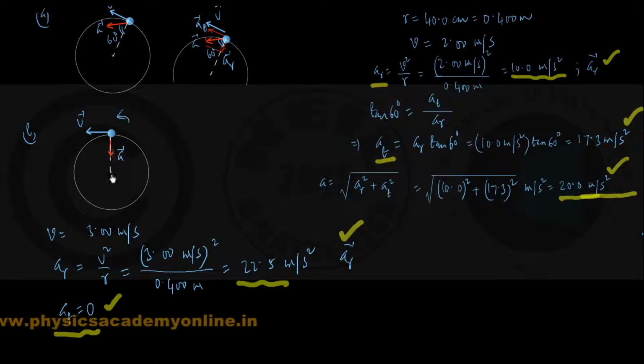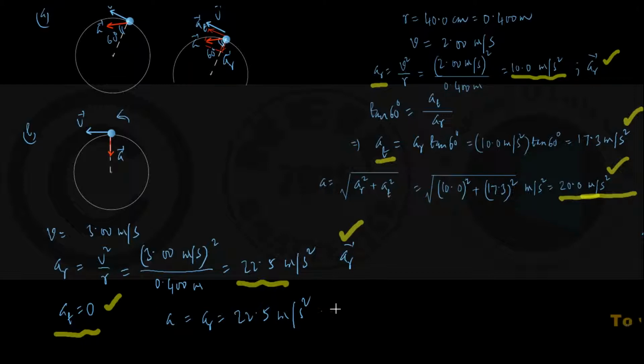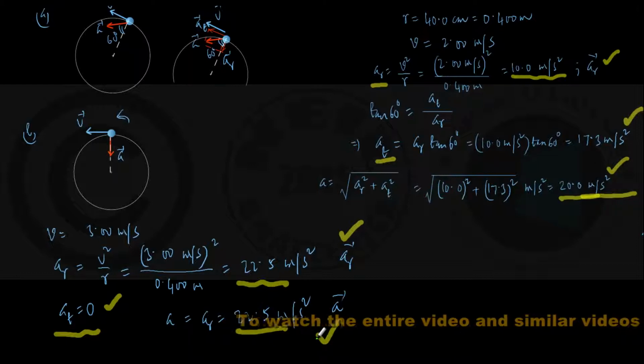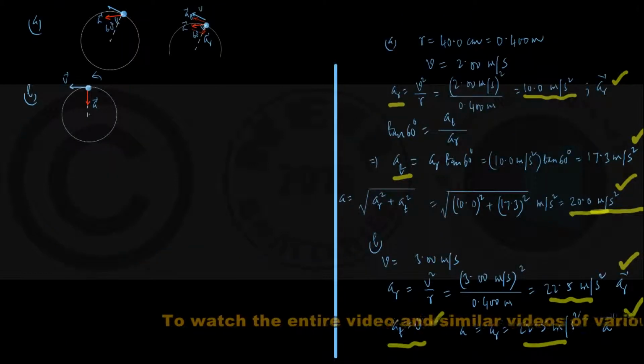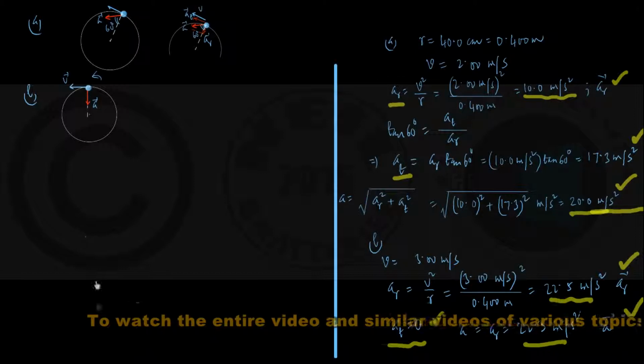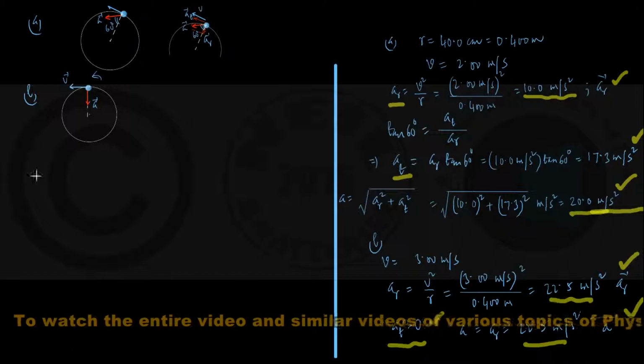The total acceleration vector, this one, has magnitude same as a_R, that is 22.5 meters per second squared only, and the direction of this acceleration a is also the same as a_R, that is radially inwards. And here are the answers of part B of this question. Let us see if we can accommodate the last and third part of the question on this page only.